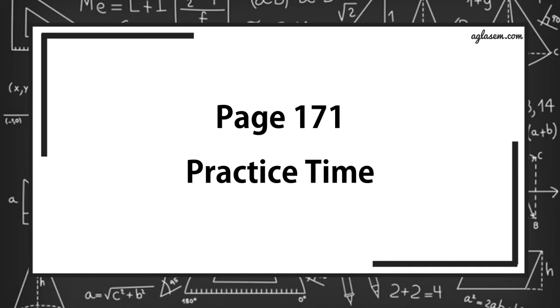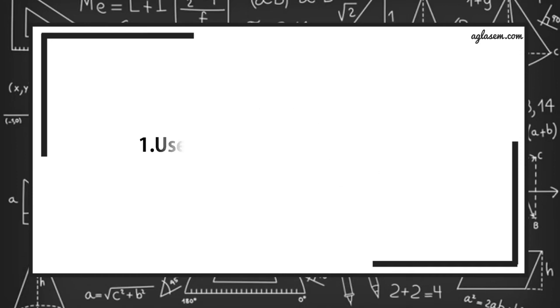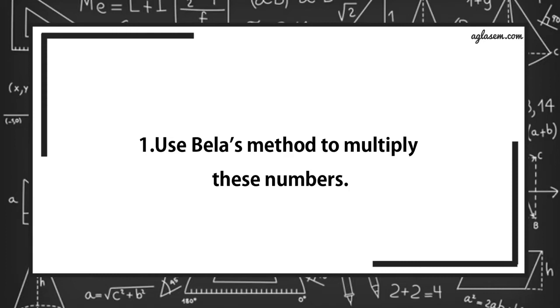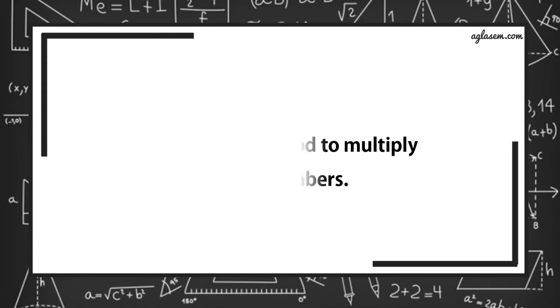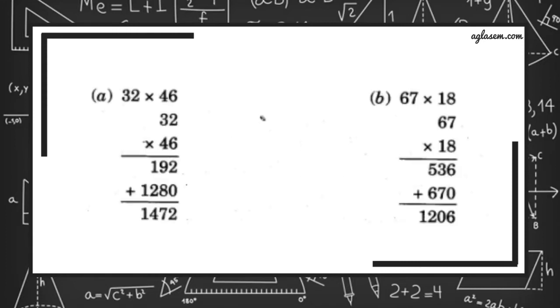Now turn to page number 171. Practice time. Here question number 1 says use Bella's method to multiply these numbers. First, 32 multiplied by 46. So guys, you can see on the screen answer is 1472. Second, 67 multiplied by 18. Again, you can see the screen answer is 1206.